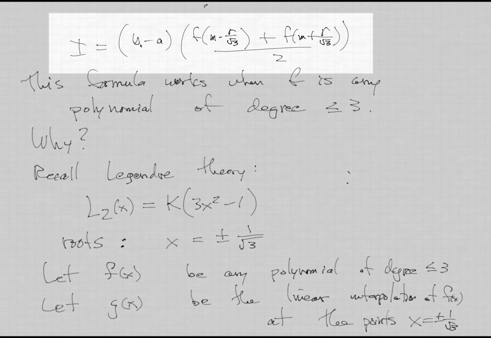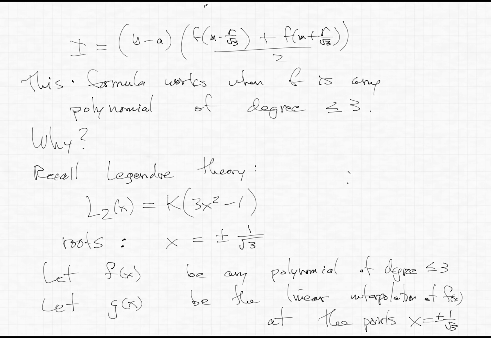The value of the integral is the length of the interval times the average of the function sampled at those 2 points, m minus r over radical 3 and m plus r over radical 3. Now, it'll work for any f representing a polynomial of degree less than or equal to 3. Why is that true, though?